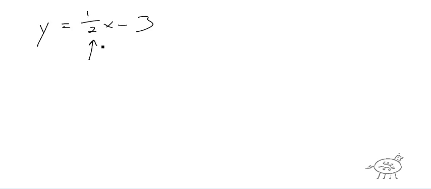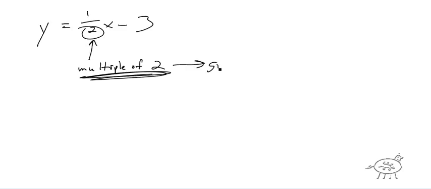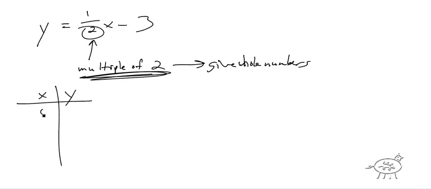So this is the deal. You look at this number here, and you want a multiple of 2. Can you guys remember that? You want a multiple of 2. Because if I pick multiples of 2, 1/2 times an even number is going to give me a whole number, and that's my goal. Multiples of 2 will give me whole numbers. So let's pick some numbers here, x and y: 0, 2, and 4.